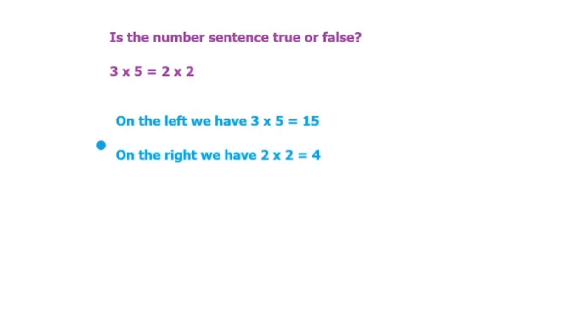On the left, we have 3 times 5, which equals 15. This is the left-hand side of the equation, and this is the right-hand side of the equation. On the right, we have 2 times 2, which equals 4. So if we put that in, 15 on the left, 4 on the right of the equal sign, we can see that 15 does not equal 4.